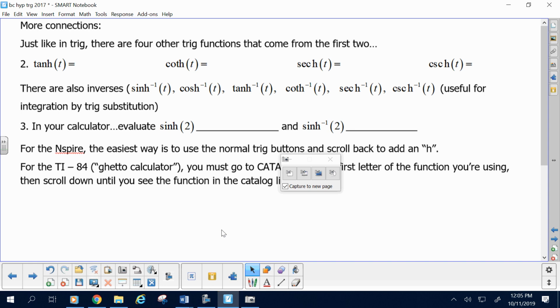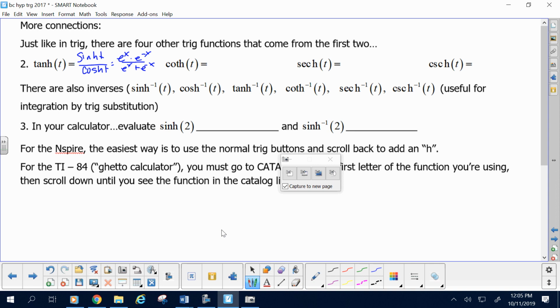Now, just like in trig, there are 4 other trig functions that come from the first 2. So this guy is the same as sinh over cosh. You could also say it's e to the x minus e to the negative x over e to the x plus e to the negative x. The over 2's go away.